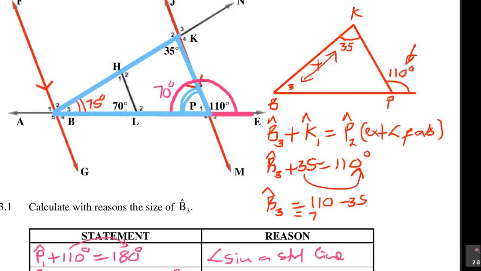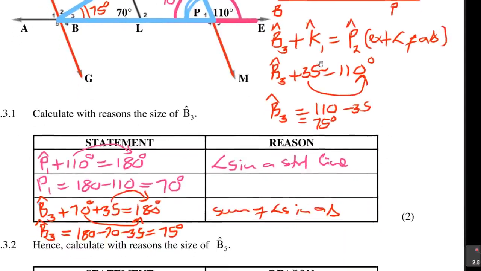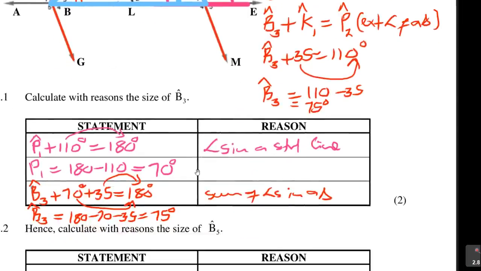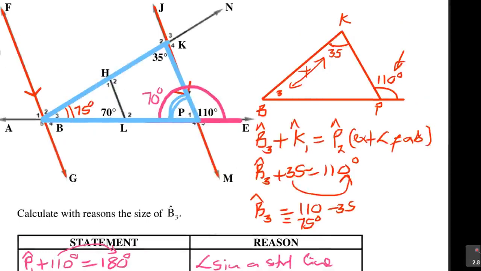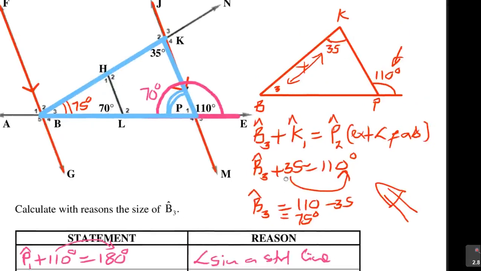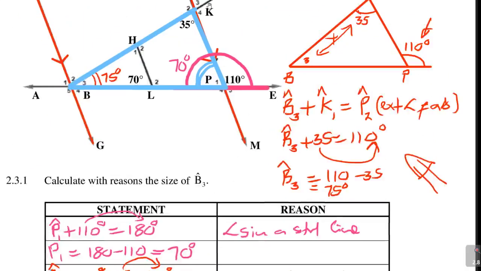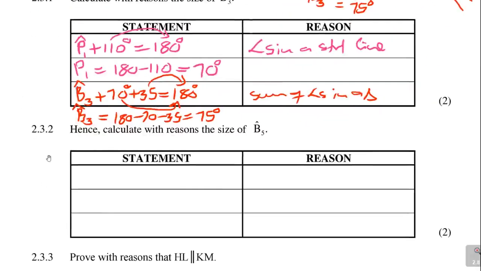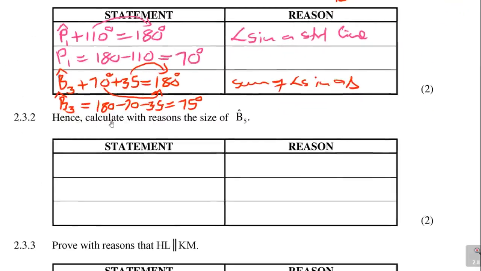So there are different approaches here. Let's just use 2 and not get too far. Let me not get too carried away. So you could have used any of these. For 2 marks, I think this was the most preferred, the second one. But guess what? There is nothing wrong with doing the first one, using this triangle and sum of angles in a triangle. So now 2.3.2, hence calculate with reasons the size of what?